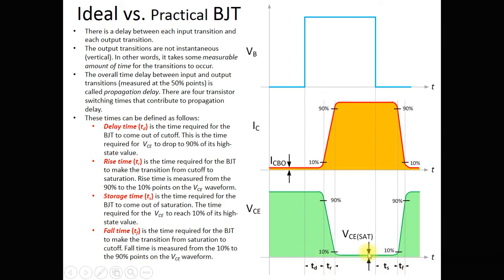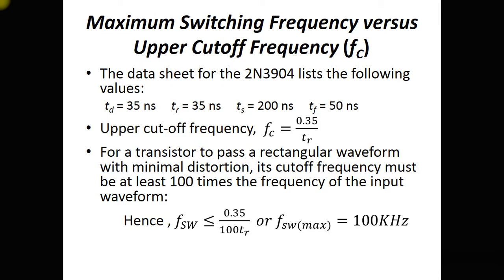These time intervals actually decide what will be the behavior of the transistor at higher frequencies. As you can see here, these parameters have to be considered for the typical application. The maximum switching frequency versus upper cutoff frequency. We know that the transition frequency FT or FC, whatever it is called, is where the HFE also becomes equal to 1, where the device cannot really work as an amplifier.